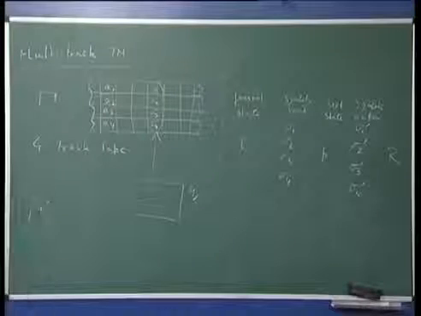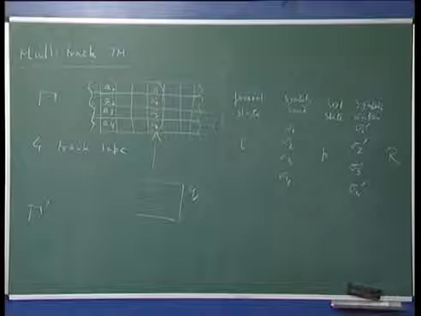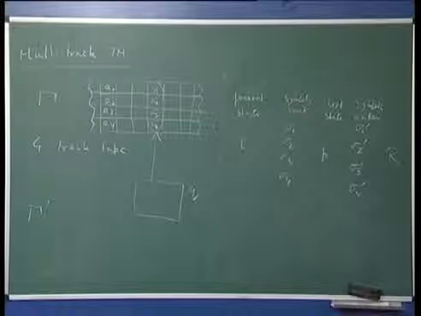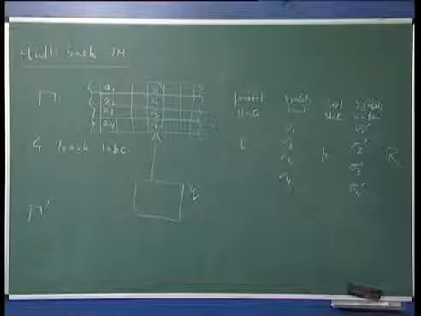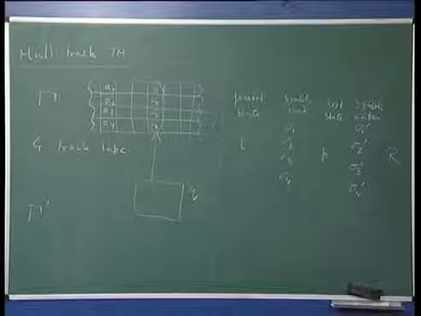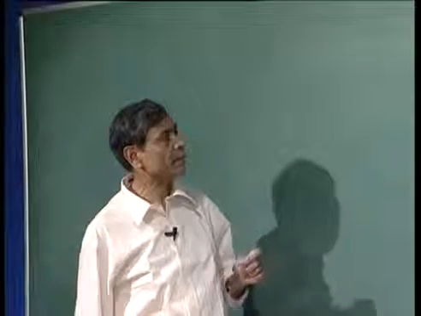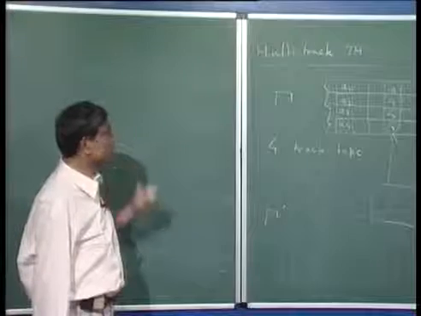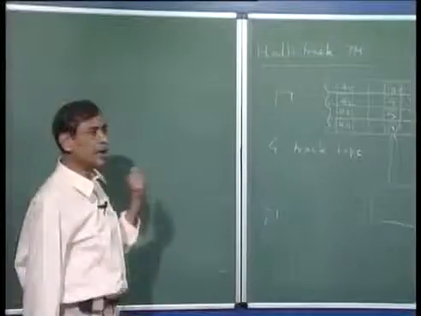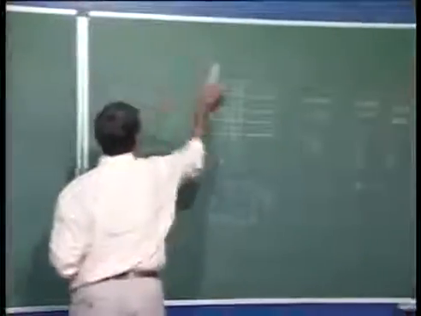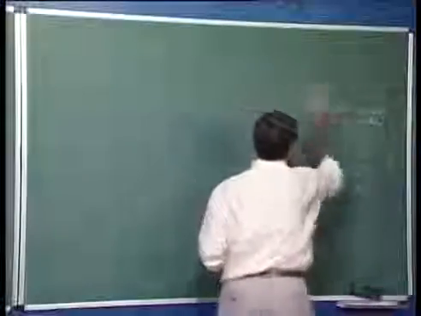Now let us make a slightly more interesting generalization. Instead of one tape, whether single track or multi-track, which does not matter because I can simulate multi-track by a single track, if we had more than one tape, can we do something which with a single tape we can't? So what we are going to discuss now is multi-tape Turing machines.